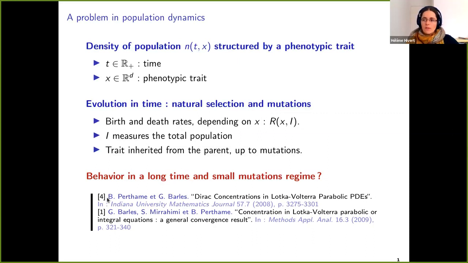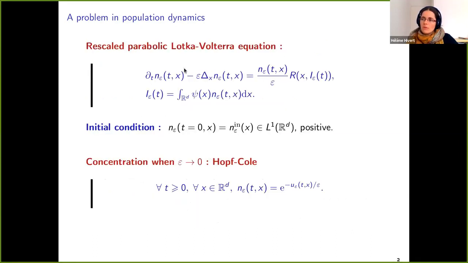This study was done, for instance, in these papers. It's for the particular equation we are looking at, but it's a more general problem if we only consider densities of populations. So the equation we are considering is this one. You have the evolution in time of n. You have the mutations, and it is rescaled with a parameter epsilon, which is expected to be small since we are looking at small mutations.